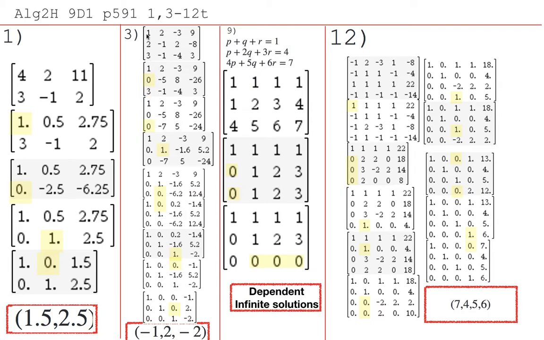The first thing I want to do, there's already a 1 here, and then I want to get a 0 here, and I do that by taking the top row and multiplying it by -2 and adding it to the middle row, row number 2. And that's how I produce this 0. And then I do a similar thing to produce this 0.